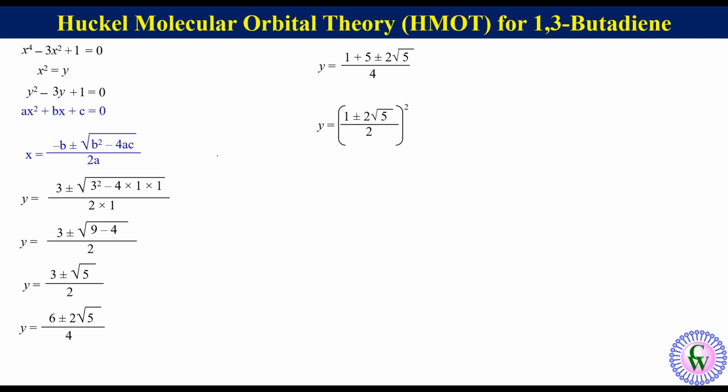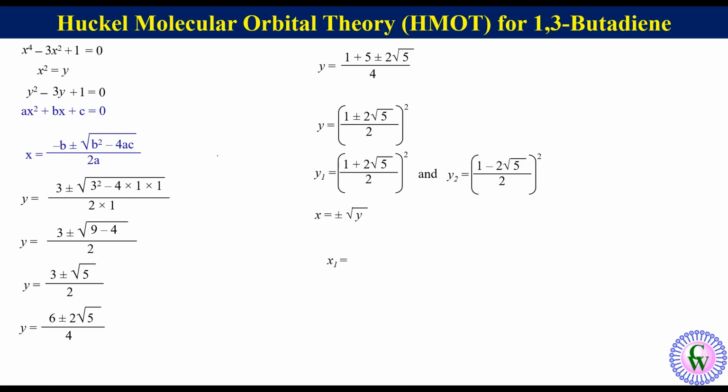So there will be two values of y. y1 is equal to 1 plus 2 root 5 upon 2 square, and y2 is equal to 1 minus 2 root 5 upon 2 square. Since we have supposed that x square is equal to y, so x is equal to plus minus under root y. So there will be four values of x.